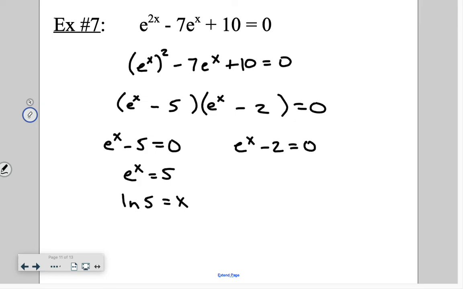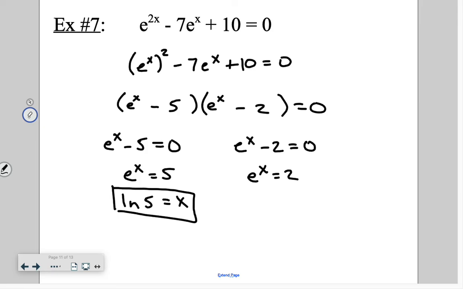If you're switching it into logarithmic form, in this case you can either leave it exactly as natural log of 5, or you can type it into the calculator and get your final answer. There's one answer. And you do the exact same thing with the other one, but with the 2 instead. Add the 2 over.